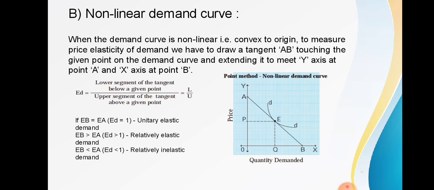If EB is more than EA, then the elasticity of demand is more than 1. It is a relatively elastic demand curve. And when EB is less than EA, the elasticity of demand is less than 1. It is a relatively inelastic demand curve. So are you getting? Here, when ED is equal to 1, it is unitary elastic demand. When ED is more than 1, it is relatively elastic, and when ED is less than 1, it is a relatively inelastic demand curve.